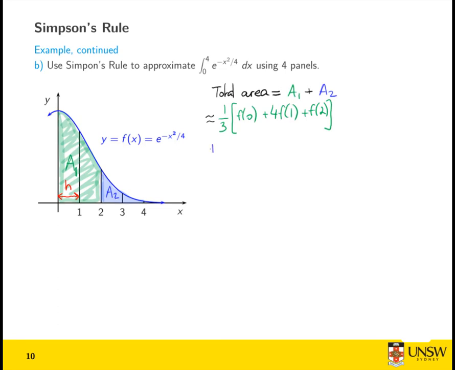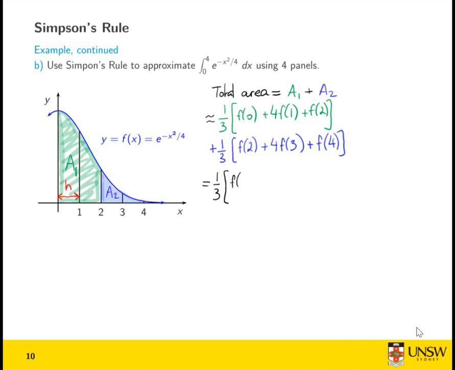The width of a panel is the same, so that's h on 3. The left-hand point of the interval is 2, so that's an f of 2, plus 4 times the image of the midpoint. For the blue area, the midpoint is 3, plus once the image of the point on the right. Now we can either simplify a little bit or sub in and then simplify afterwards. I think I'm going to simplify first.